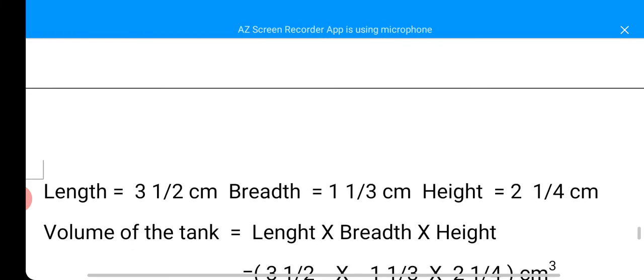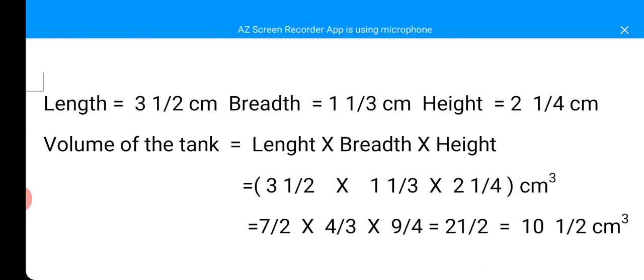What are we given? We are given length to be 3 and 1/2 centimeter, breadth to be 1 and 1/3 centimeter, and height to be 2 and 1/4 centimeter. So we have to calculate the volume of the tank. So the volume of the tank will be length times breadth times height.